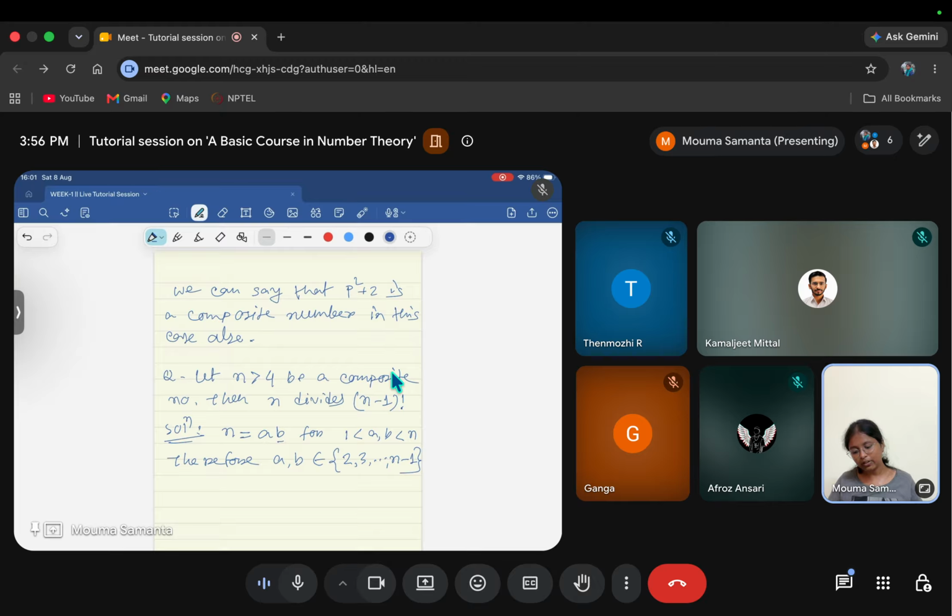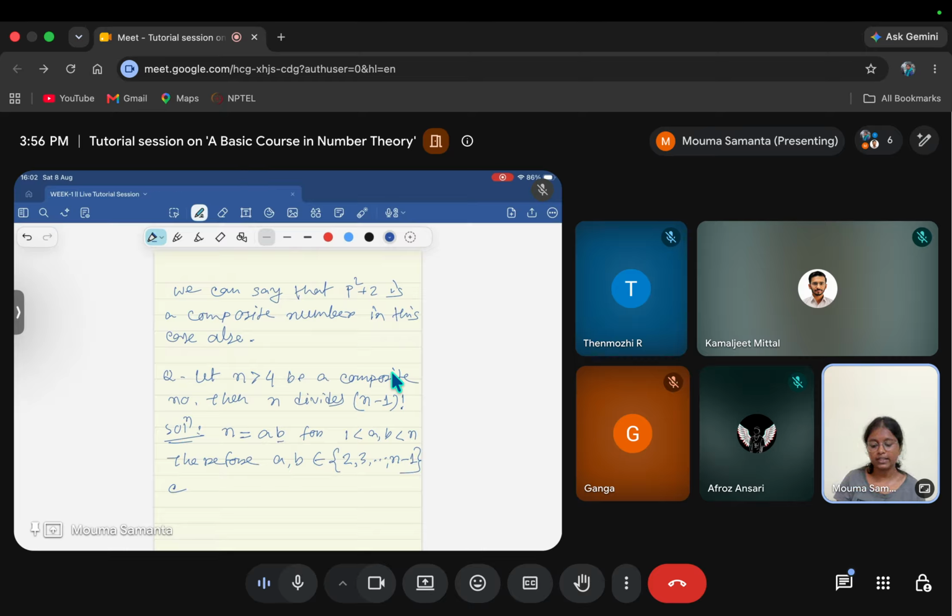Now here we can consider two cases. One case is if a equals b. So if a equals b, then we can write n as a square or b square. In this case we call n a perfect square. And in the last class I introduced the definition of a perfect square: if you can write n as the square of some integer, then we call that a perfect square.